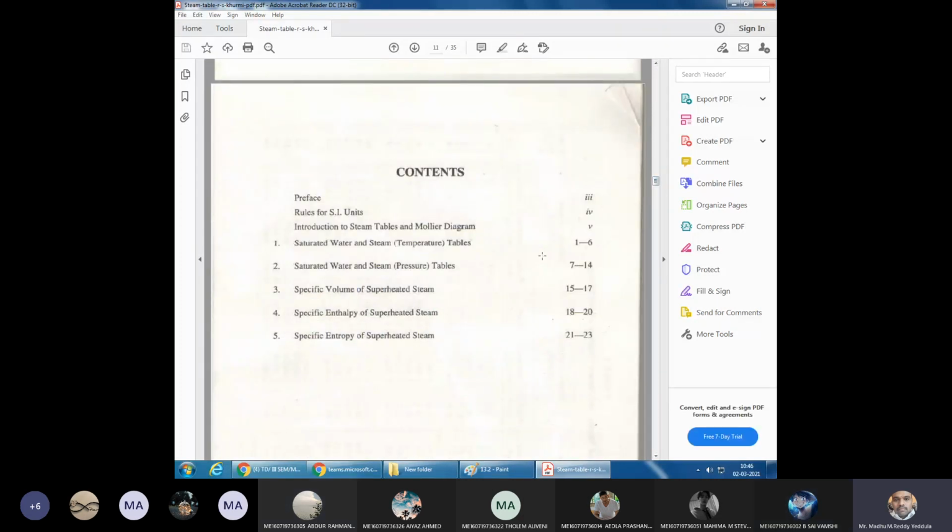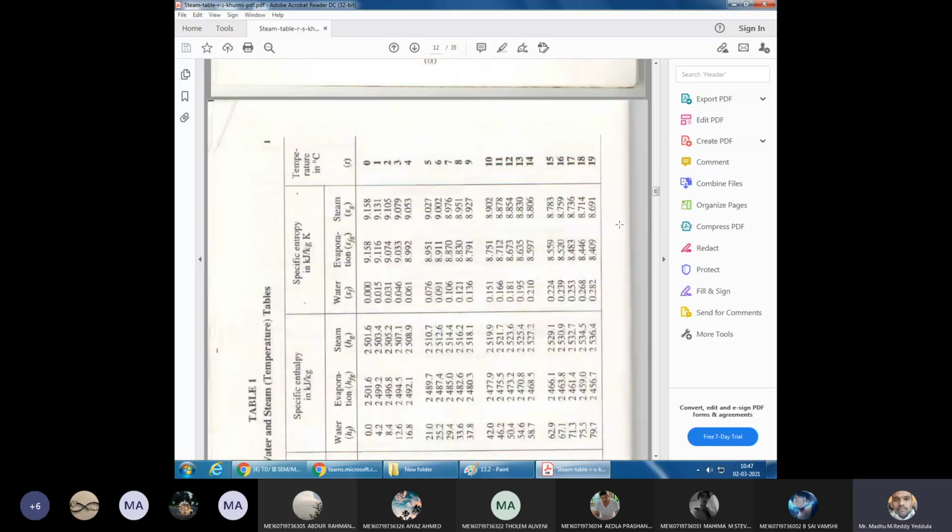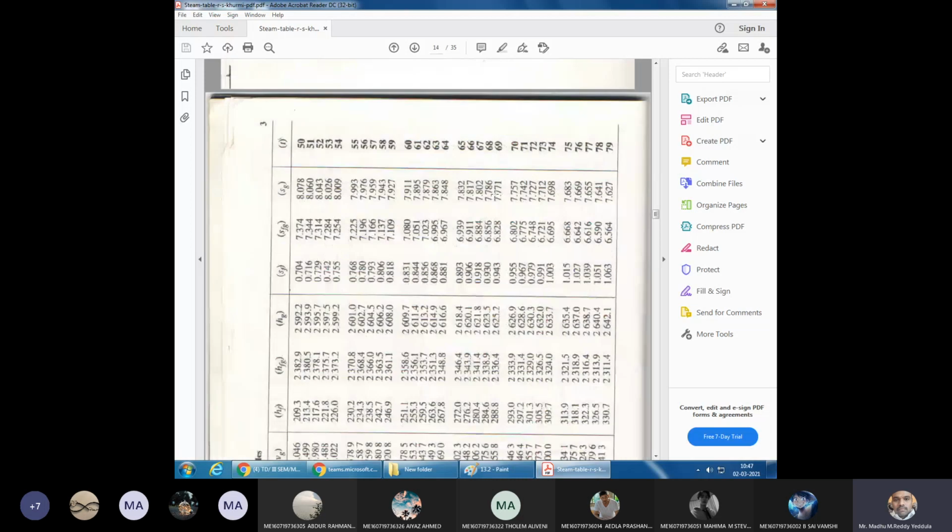Now, can you see my screen? Yes, sir. Which table will you open? Tell me among these 5 tables. Let us assume I want enthalpy. Table number? I want the enthalpy at 150 and 4. Enthalpy of superheated, very good. Page number 18, enthalpy of superheated steam. Let's go to that table.